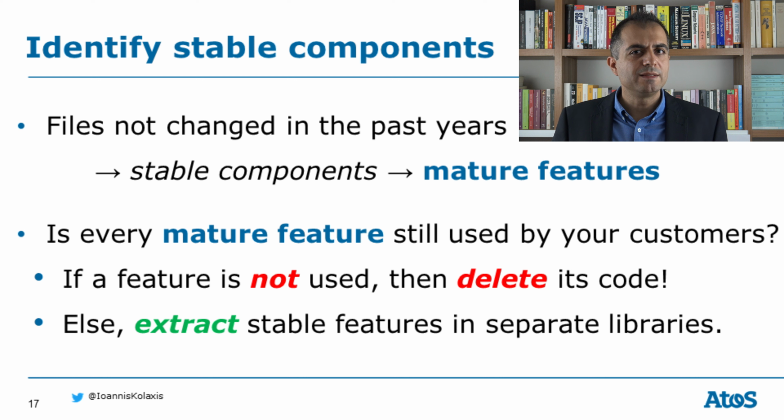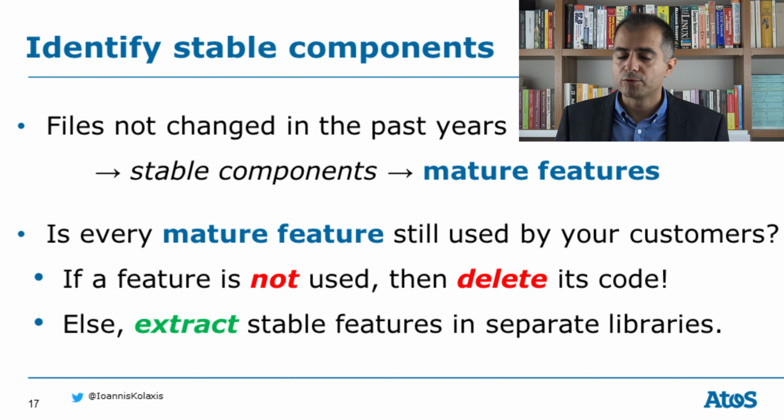But if it's not dead code, it's just mature code, then it's nice to talk to your product manager, initiate a conversation based on real, actual data, and say, hey, we have these files, these features that haven't changed for the past 10 years. Do our customers still use them? If they don't use them, if the customer's needs have changed and these features are not used anymore, then we should also take a decision to remove this code from our repository. Why should we keep features that are not used anymore?